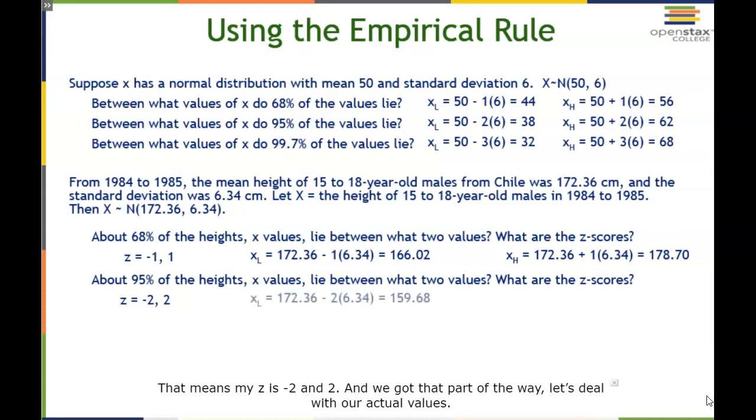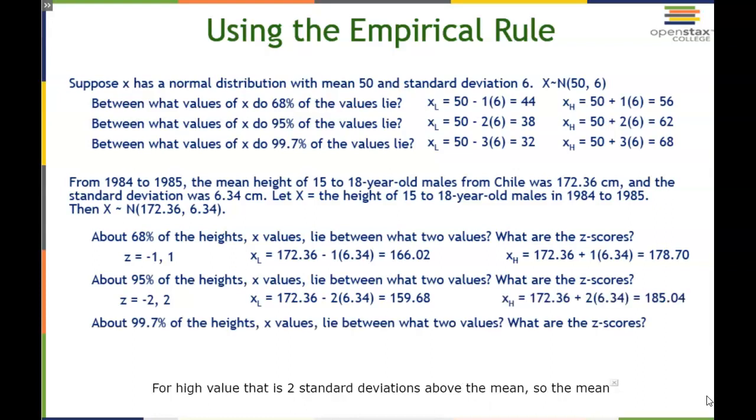Our low value is 2 standard deviations below, so that's going to be 172.36 minus 2 times 6.34. That equals 159.68. For our high value, that is 2 standard deviations above the mean. So the mean plus 2 standard deviations, 172.36 plus 2 times 6.34, that gives us 185.04.